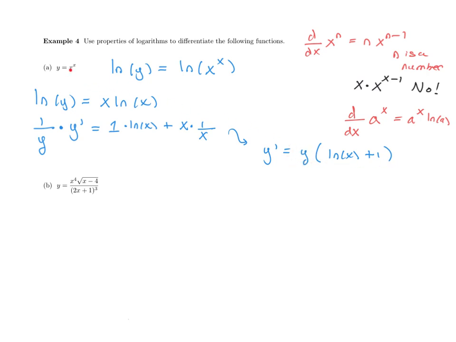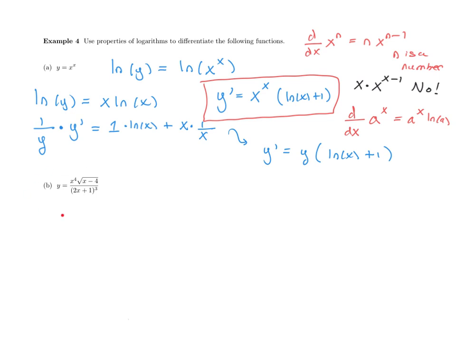To complete this problem, I only want x's on this side of my equation, but y is the same thing as x to the x. I'll just plug this in here. Running out of room, but here's the answer. y prime is equal to x to the x times the natural log of x plus 1. So this is the answer to part A.